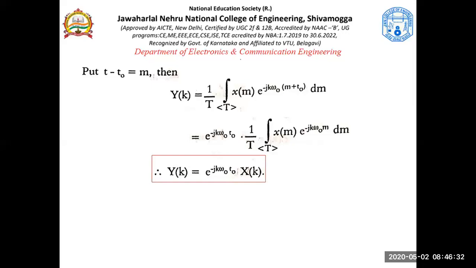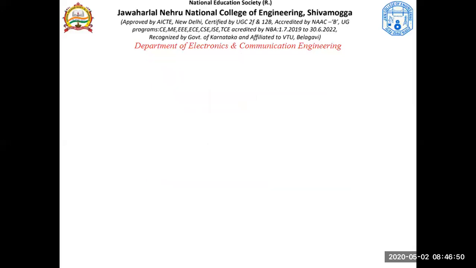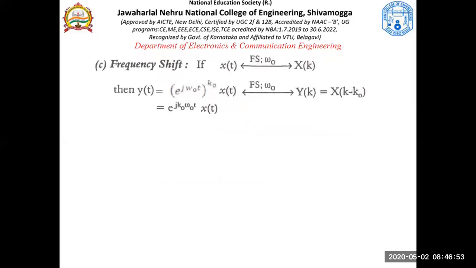Fine. In the time shift property, we are associating an exponential to the frequency domain signal, with the shift we have in the time domain. Understand that? So this is regarding the time shift property. Let's go on with another property, that is frequency shift.